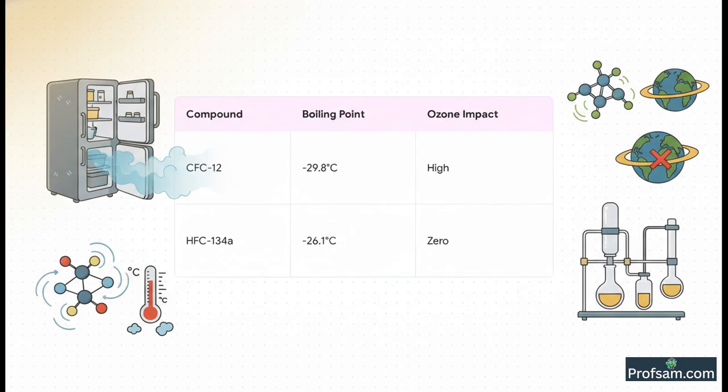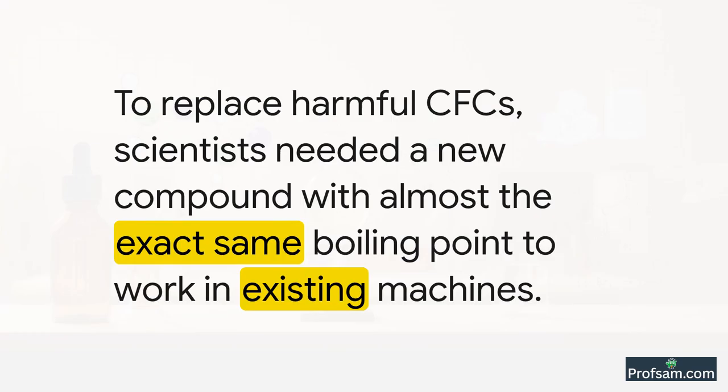It had a boiling point of around -30 degrees Celsius. This was perfect because it allowed it to easily vaporize and absorb heat from inside the fridge, and then it could be compressed back into a liquid to release the heat outside. But there was a very big problem. We discovered that these CFCs were creating a hole in our ozone layer.